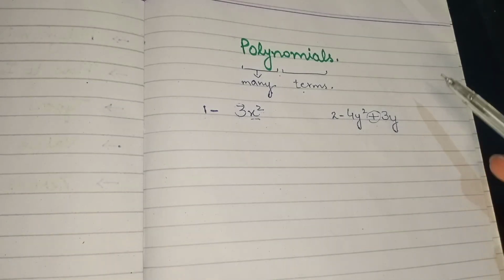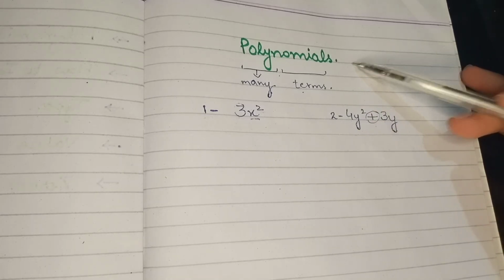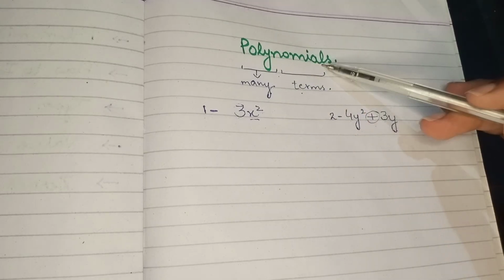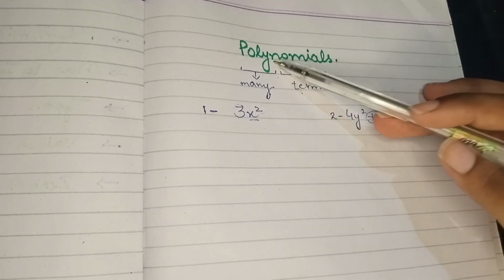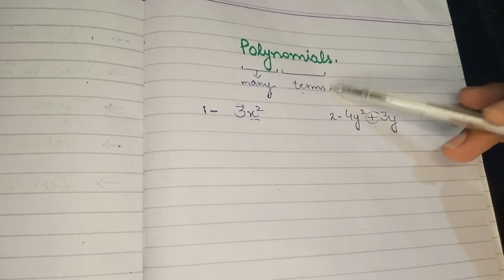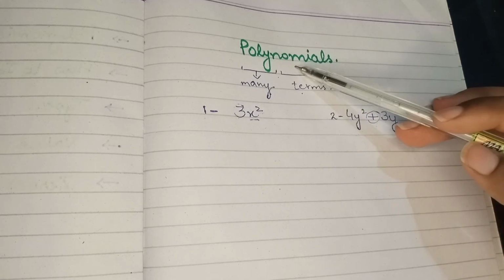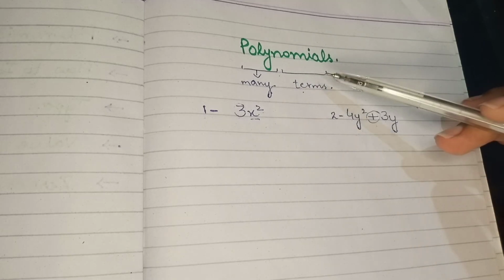So students, let's talk about polynomials. What does polynomial actually mean? The terms poly and nomials combine to form a single word, polynomials. The word poly means many and the word nomial means terms. So it means that polynomials consist of many terms or contain different terms.